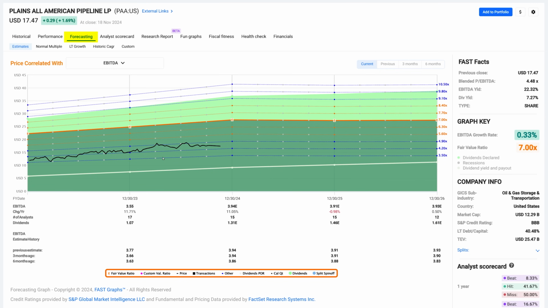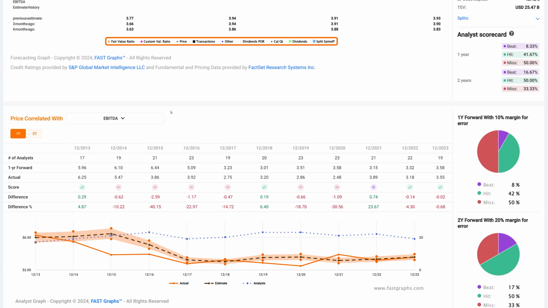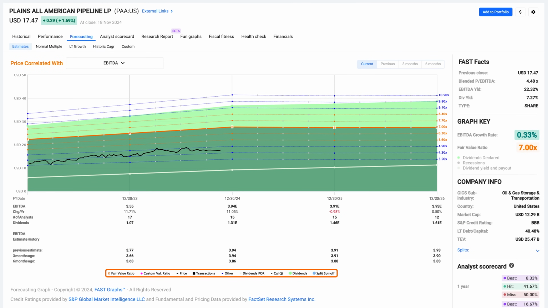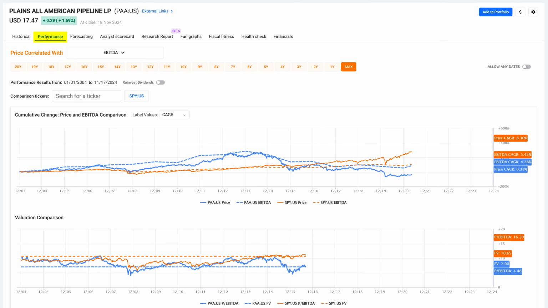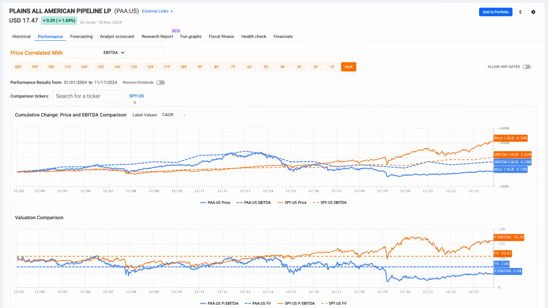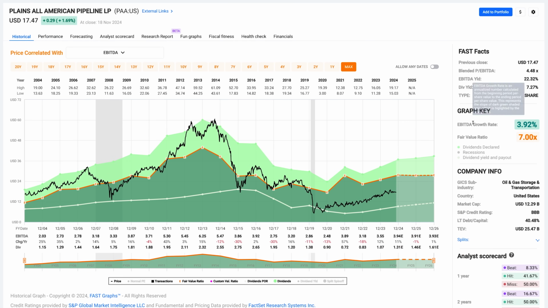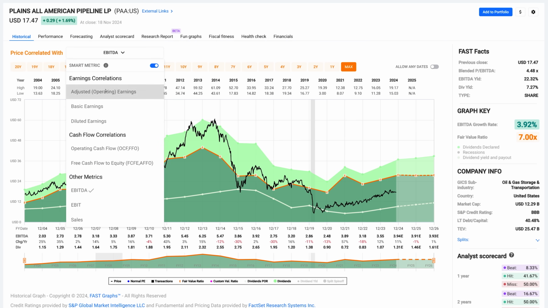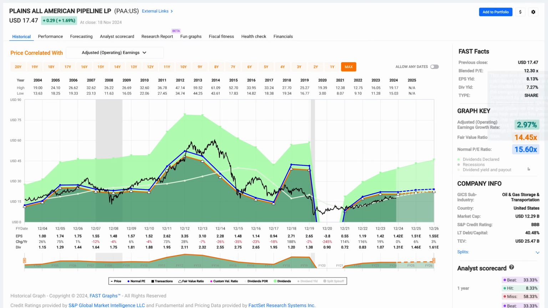So if I go into forecasting and look at the misses and beats, it's really difficult. And again, if I want to check performance, how they've performed historically, they've dramatically underperformed the market. So again, don't always just get enticed. We've got a good valuation here. Even if I look at EBITDA, I've got a less than 5 times EBITDA, and they normally trade at 7 times EBITDA. But if I look at it from a standpoint of operating earnings, it's traded at around 14 or 15 times earnings, and earnings, again, have been all over the place.